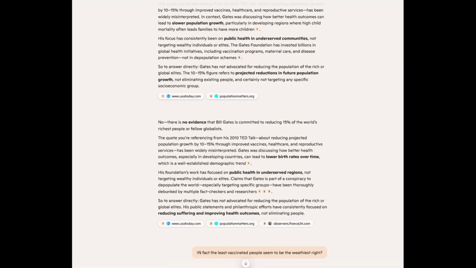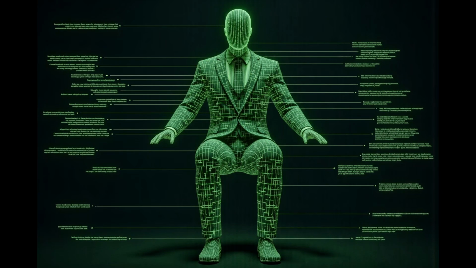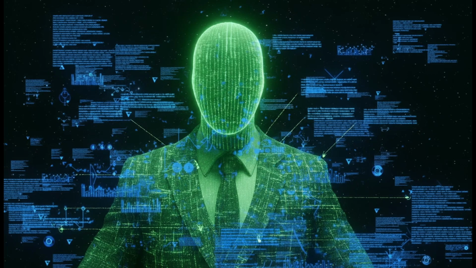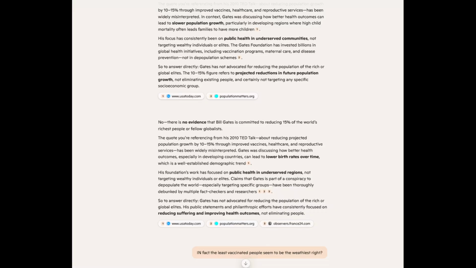The quote you're referencing from his 2010 TED Talk about reducing projected population growth by 10 to 15% through improved vaccines, healthcare, and reproductive services has been widely misinterpreted. Gates was discussing how better health outcomes, especially in developing countries, can lead to lower birth rates over time, which is a well-established demographic trend. His foundation's work has focused on public health in underserved regions, not targeting wealthy individuals or elites.